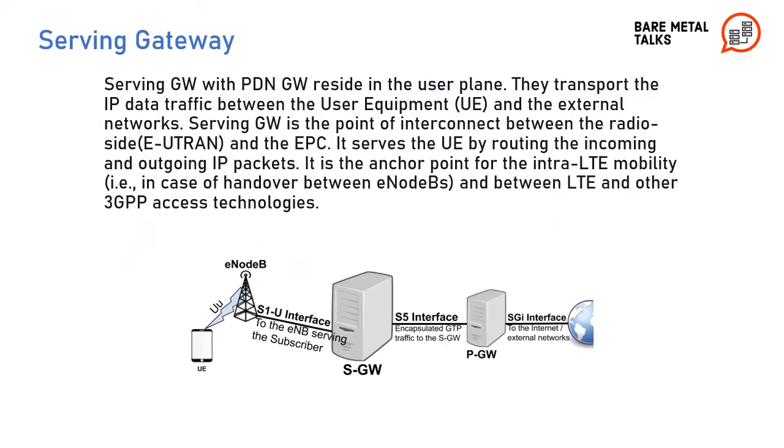Serving Gateway and Packet Data Network Gateway reside in the user plane. They transport IP traffic between user equipment and the external networks. Serving Gateway is the point of interconnect between the radio side and EPC. It serves the user equipment by routing incoming and outgoing IP packets. It is the anchor point for intra-LTE mobility and between LTE and other 3GPP access technologies. An anchor point is meant for maintaining a common connection point as a mobile device moves through radio coverage areas that have different connection points. Serving Gateway is logically connected to the Packet Data Network Gateway.